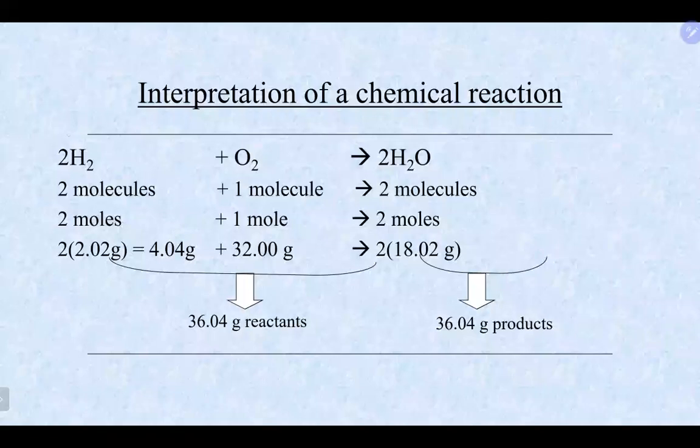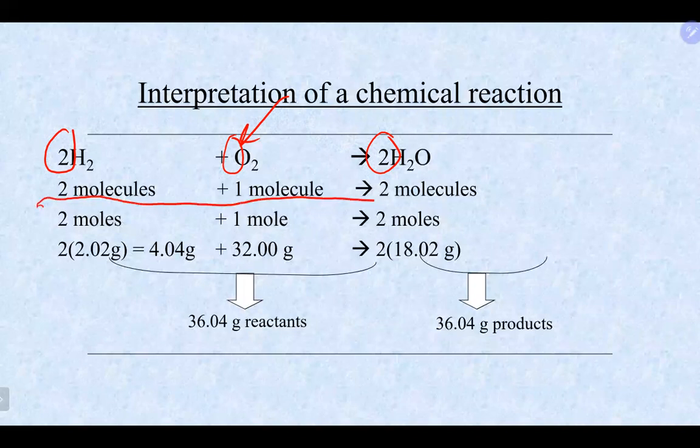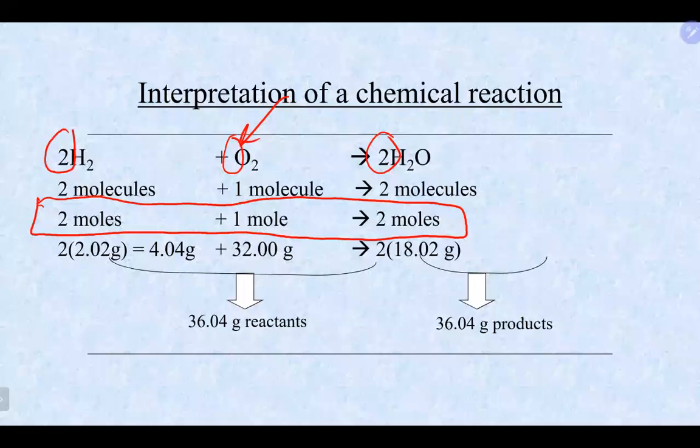We could take our coefficients here that are in front, and obviously, like in most chemistry, if there is nothing written there, it's assumed to be 1. We could say that 2 molecules of H2 react with 1 molecule of O2 to form 2 molecules of H2O. Really, this next relationship is the one you will use the most in chemistry. It is sometimes referred to as the mole-to-mole relationship, and that says the same thing, just taking the coefficients: for every 2 moles of H2, we react it with 1 mole of O2, which gives us 2 moles of H2O.